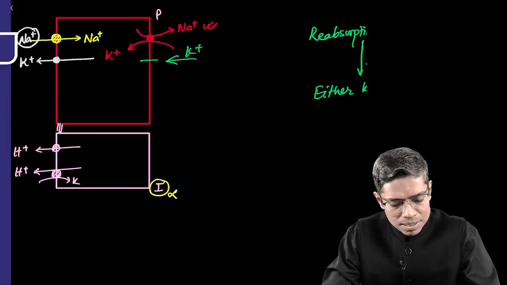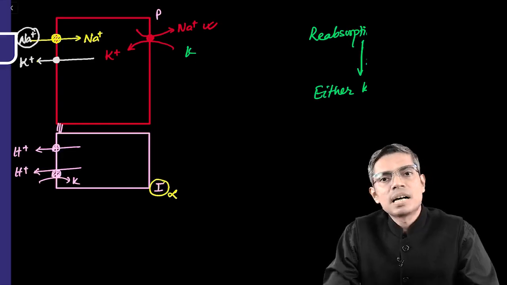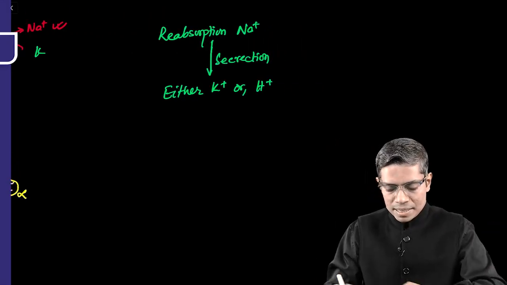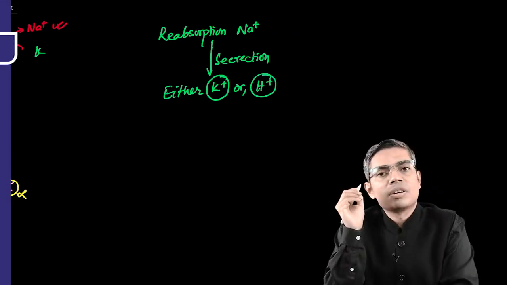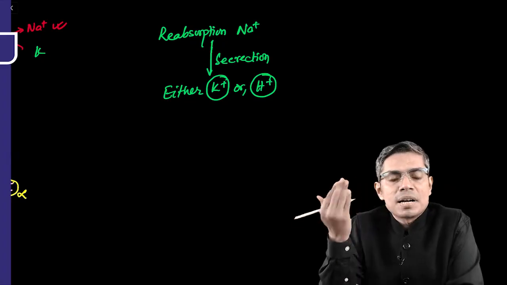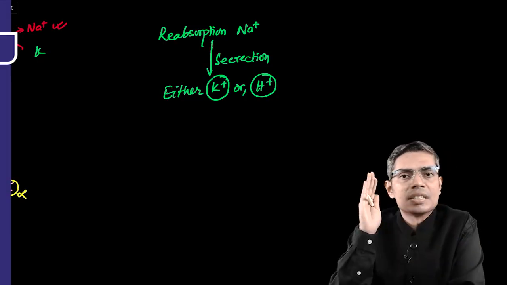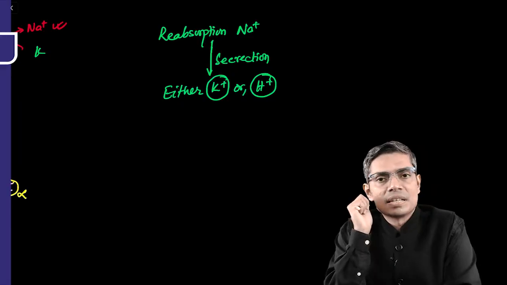But if the H plus ion is high in the blood, for example, if a person is suffering from acidosis, in that case, H plus ion will be secreted in the urine first. Getting my point? So either there will be secretion of one molecule of potassium or secretion of one molecule of H plus ion. If the blood level of potassium is high, the potassium will be secreted in the urine. If the blood level of H plus ion is high, H plus ion will be secreted first.